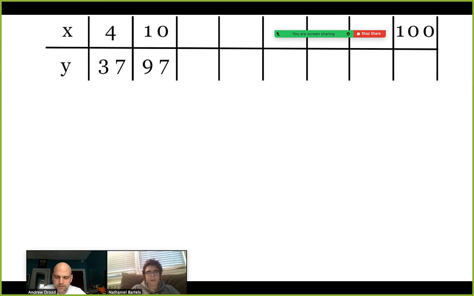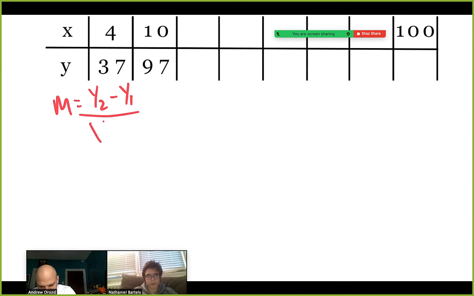So what's the first thing that we're going to need to do again? Find the slope. Let's find that slope. And what's the formula? M equals y2 minus y1 over x2 minus x1. Great. So what values are we going to be plugging in?